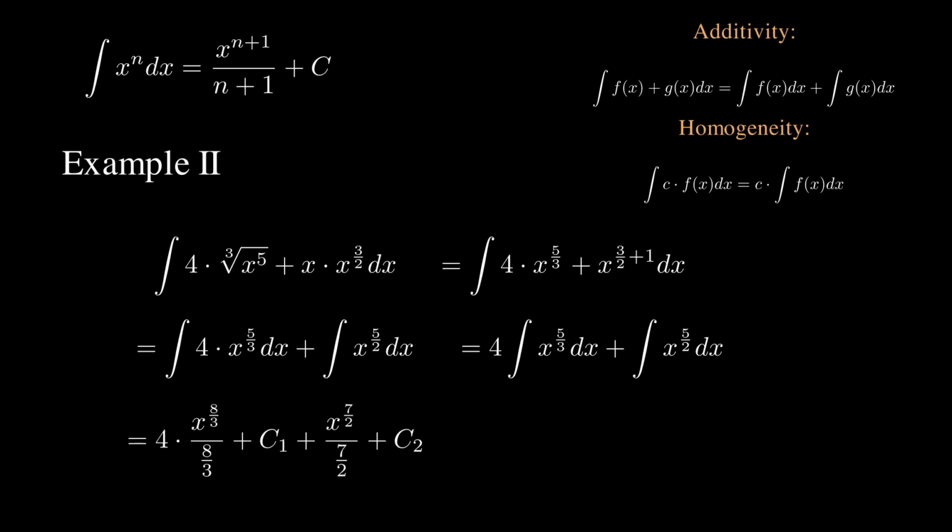Now we use our formula. We have c1 from the first integral and c2 from the second one. We can sum them up and write only c.